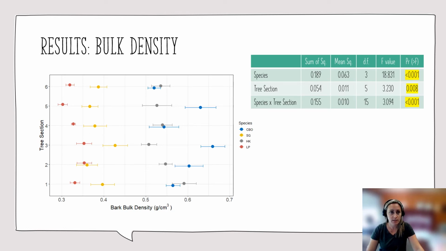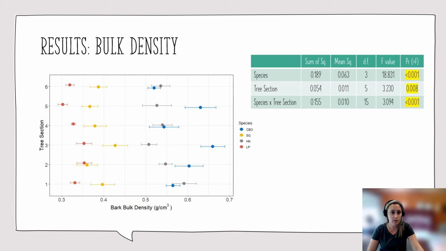Results: bulk density. In all of the figures, the bark property is displayed on the x-axis. Here is bark bulk density, and the stem section increasing from the base of the tree upwards are plotted on the y-axis. Overall, loblolly pine bulk density was lowest at 0.33 grams per cubic centimeter, followed by sweet gum at 0.39 grams per cubic centimeter, hickory at 0.54 grams per cubic centimeter, and cherry bark oak at 0.59 grams per cubic centimeter. These trends were generally consistent along stem section.